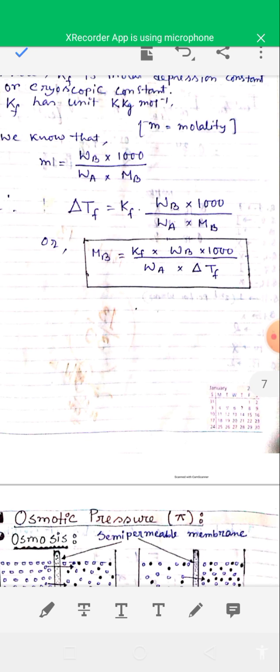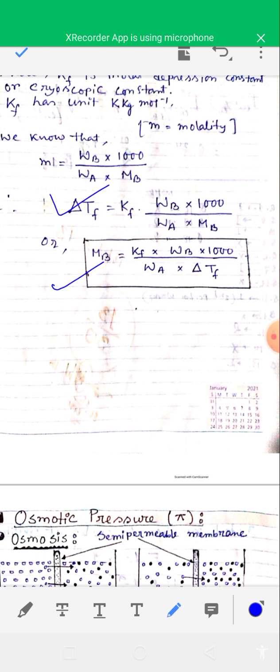So based on this equation you have to solve some numerical problems, that is, you have to calculate the molecular weight of solute, or you have to calculate the depression in freezing point, or you have to calculate what will be the final freezing point of the solution. The values of mass of solute and mass of solvent will be given. Okay, the value of Kf is the molal depression constant or cryoscopic constant. It also depends on the nature of the solvent only. For different solvents the value of Kf is different.